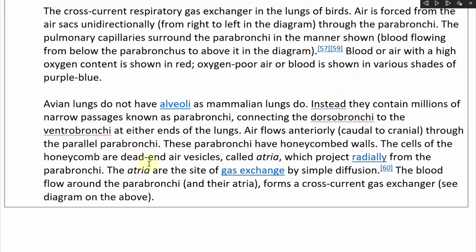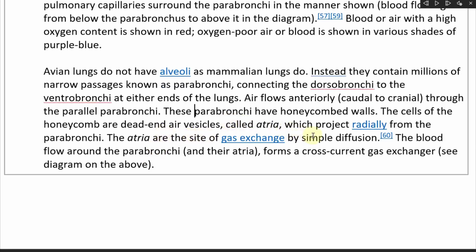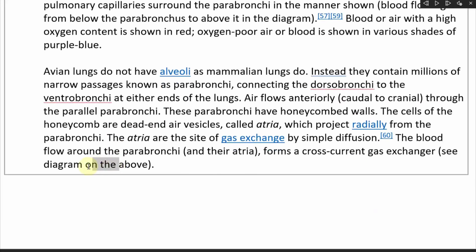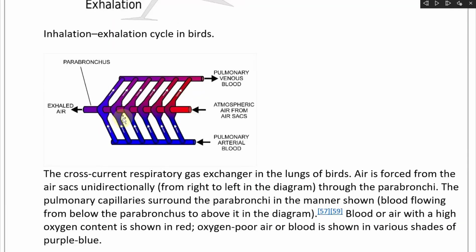The cells of the honeycomb are dead end air vesicles called atria, which project radially from the parabronchi. The atria are the site of gas exchange by simple diffusion. So just the pressure: the concentration of one is too high, so it goes over to here. So gas exchange, namely oxygen from the air into the blood. The blood flow around the parabronchi and their atria forms a cross-current gas exchange. See diagram above. So it's a cross diagram like that. It goes there. So that is how the blood flows around the parabronchus.